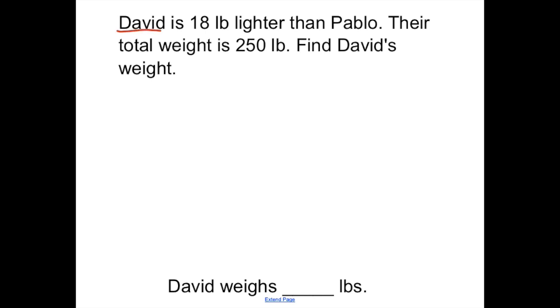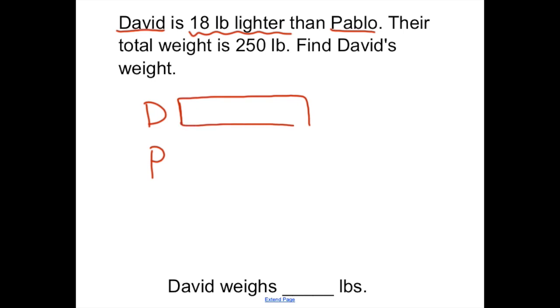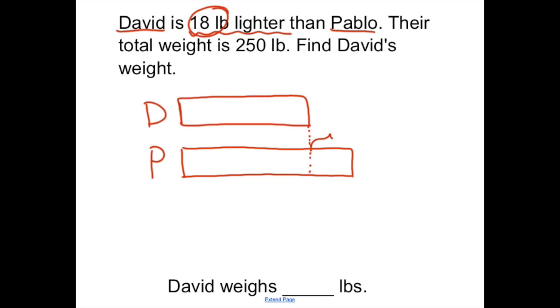I'm comparing, in this problem, David to Pablo. So I'm going to start by making a D for David's bar and a P for Pablo's bar. I'm told that David is 18 pounds lighter than Pablo. So if he's lighter, David's bar is going to be smaller. How much smaller? Well, we're told that it is 18 pounds lighter. So it's 18 smaller. And I'm going to label all the extra that Pablo has as 18 pounds.